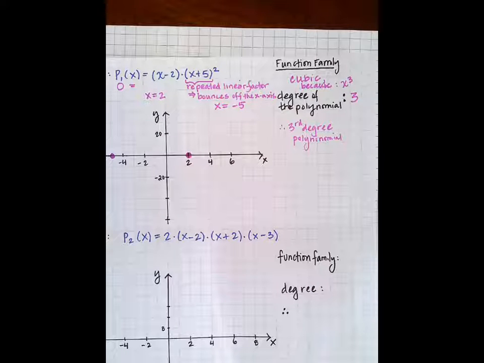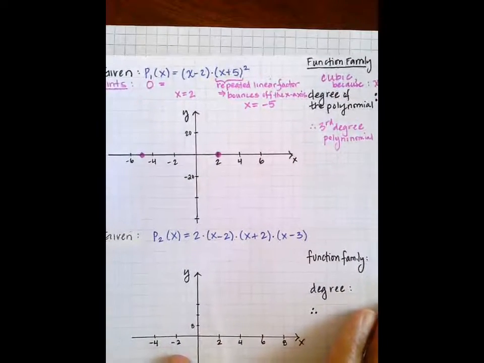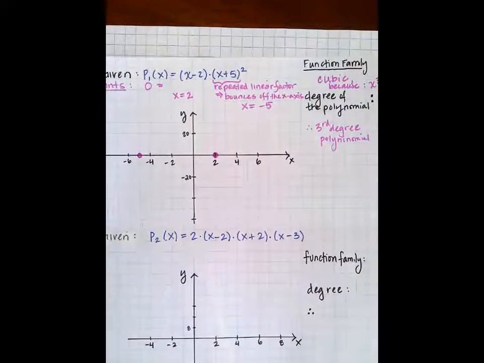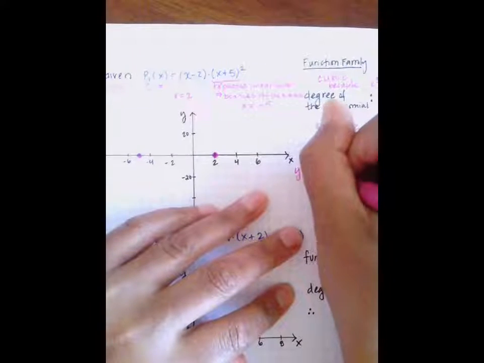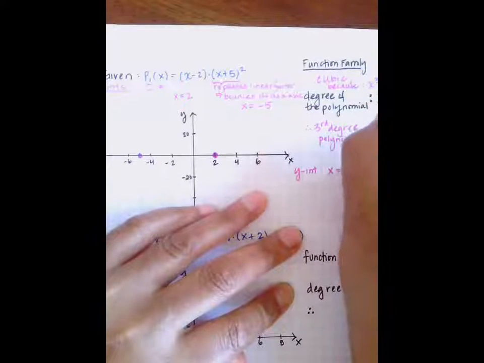So let's talk about one other thing that I could figure out before I use the utility of the calculator to figure out what this graph looks like. We can find the y-intercept. So how do you find the y-intercept?